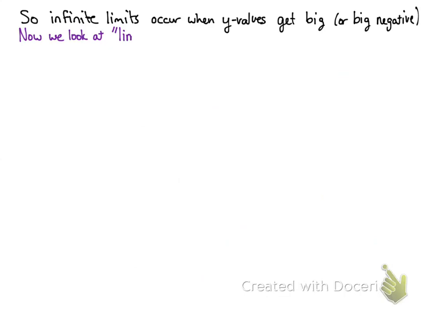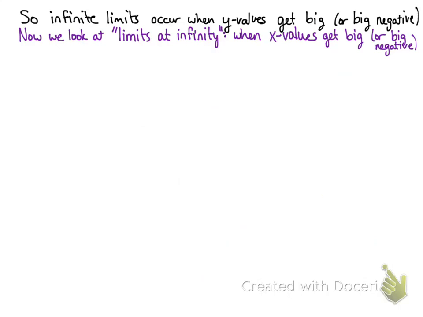What about when we want to look at when the x values get really, really big? Those are called limits at infinity. So there's technically a difference between infinite limits and limits at infinity. Infinite limits, the y values are big. Limits at infinity, the x values are big.